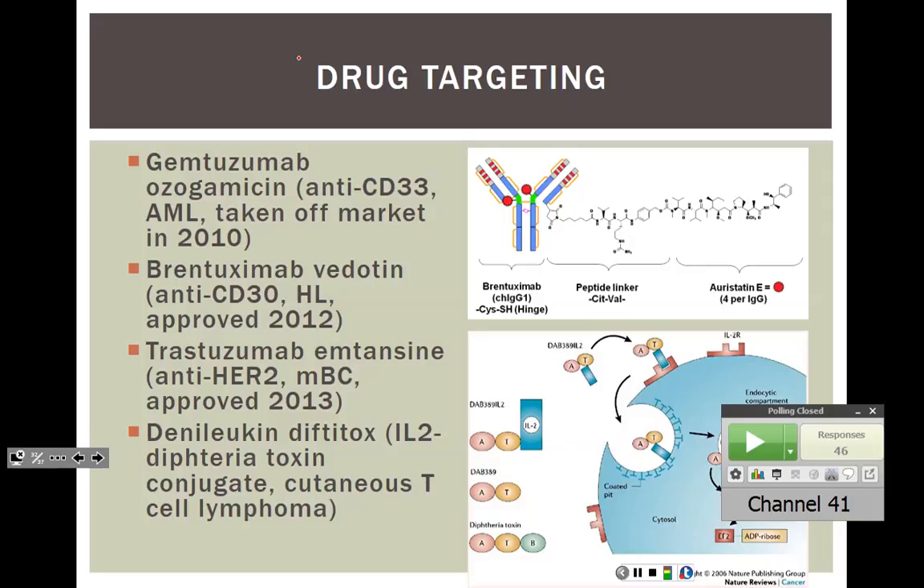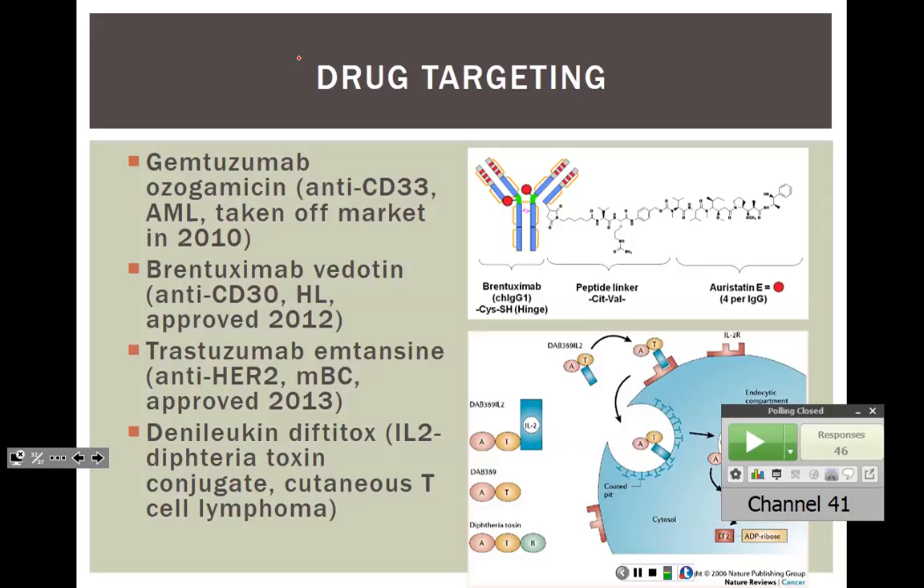The most fun one on this list, though, is the one at the bottom, denileukin diftitox, which is an IL-2, or interleukin-2, diphtheria toxin. So this is used as a treatment for cutaneous T-cell lymphoma. We know from immunology that T cells are very dependent on IL-2 innervation, so they have a lot of IL-2 receptors. So the idea here is you molecularly conjugate IL-2, which is going to be the targeting ligand. It's only going to go to IL-2 receptor.